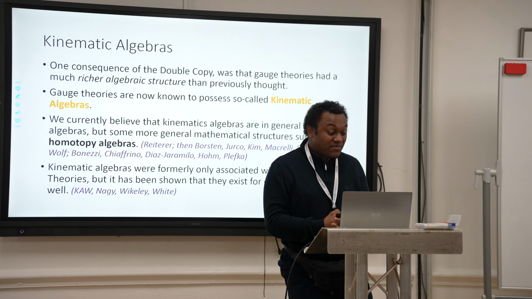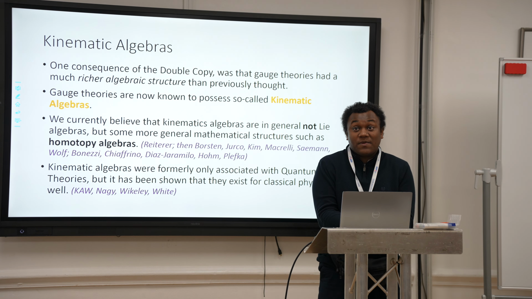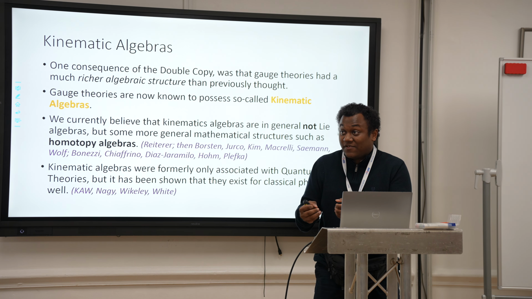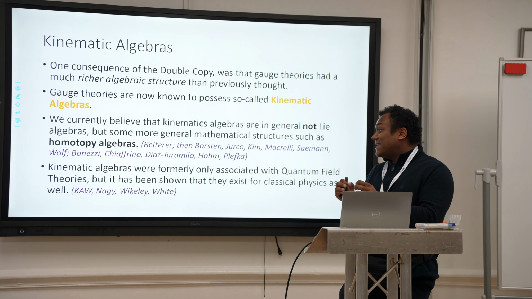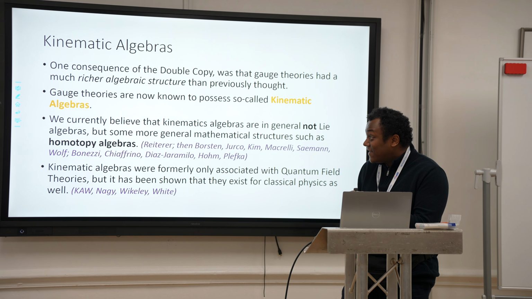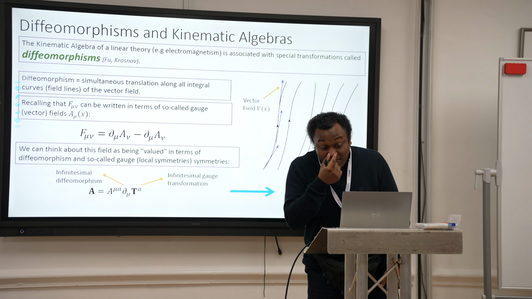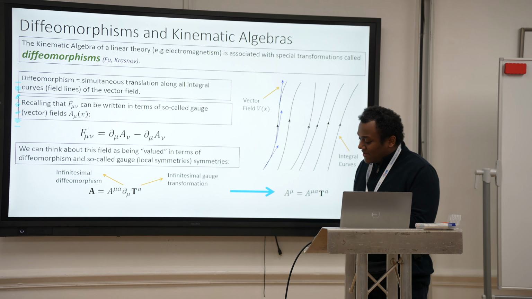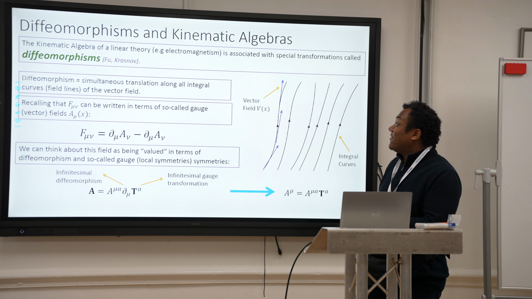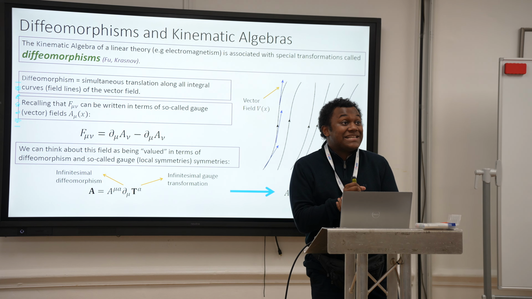Previously in the literature, when kinematic algebras were first found within the first 10 years of existence, it was thought that one could only find a kinematic algebra for quantum field theories, where you do all the quantization conditions and write down finite diagrams and scattering amplitudes. But you can actually realise that linear theories, so classical theories, can also have a kinematic algebra without having any interaction terms, which is kind of an interesting thing to consider. So first of all, I'll talk about one result. The main result that helped start us off, by Kirill Krasnov and friends, is that the kinematic algebra of a linear theory, like electromagnetism, is associated with special transformations known as diffeomorphisms.